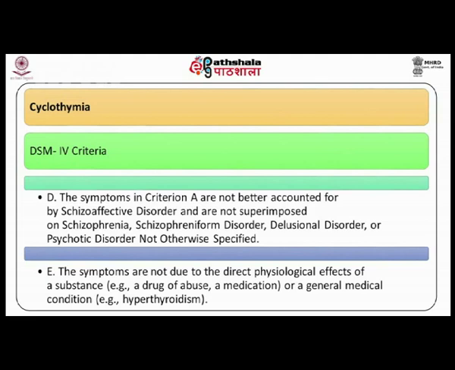Schizophreniform disorder, delusional disorder, or psychotic disorder not otherwise specified. E. The symptoms are not due to the direct physiological effects of a substance, for example a drug of abuse or a medication, or a general medical condition, for example hyperthyroidism.